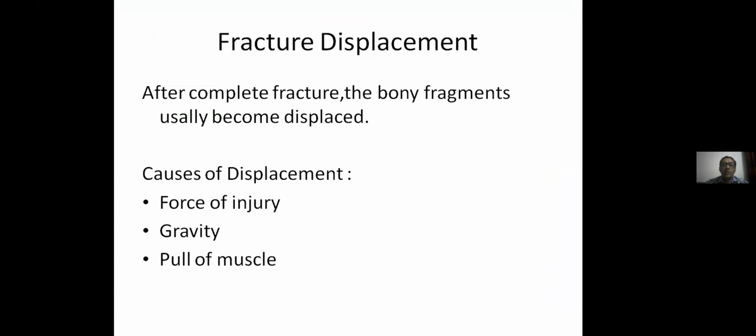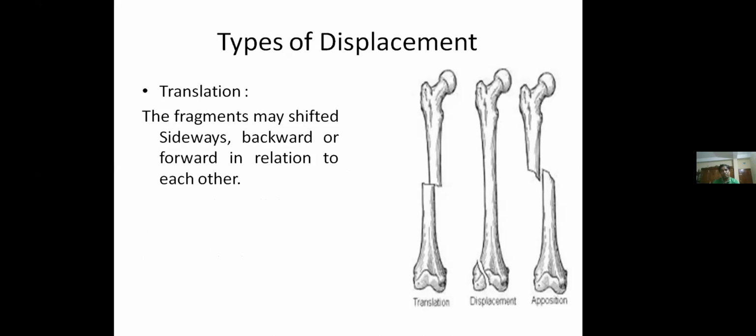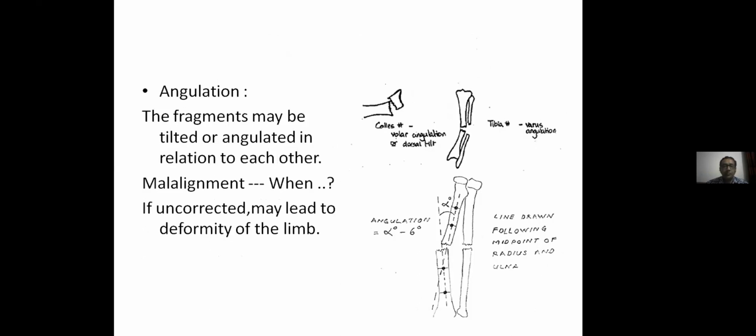Now let us start the academic session. What is fracture displacement? After complete fracture, the bony fragments usually become displaced. It may be due to force of injury, gravity, and pull of muscle. Many types of displacement occur at the fracture site. They are translation, where fragments may be shifted sideways, backward, or forward in relation to each other. Angulation. The fragments may be tilted or angulated in relation to each other. This malalignment, if uncorrected, may lead to deformity of the limb.